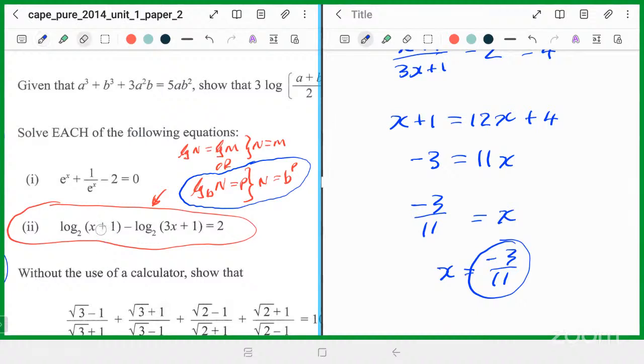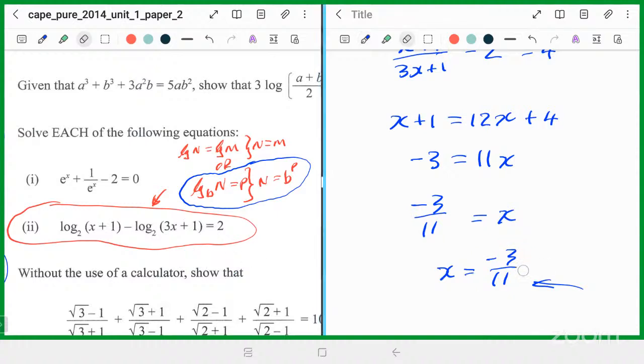No, it's not a problem with this question because this is negative 3 over 11. When I add it to the 1, I'm still going to have a positive number. What about this one? When I multiply this by the 3, it becomes negative 9 over 11 plus 1. This is going to be positive as well. So this will also be positive. So the answer is valid. The answer over here is valid.